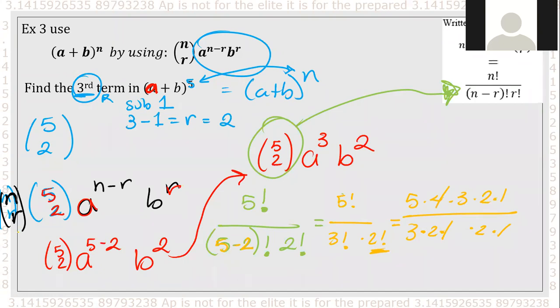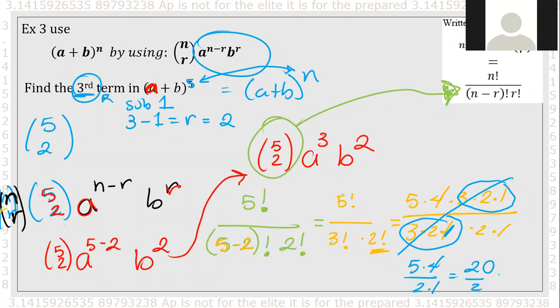So let's go ahead and start eliminating stuff because a lot of this is the same. So 3, 2, 1, right? This is the same thing as this 3, 2, 1, so I can get rid of them. So I got 5 times 4 divided by 2 times 1. That is 20 divided by 2, which equals 10. So my answer should be 10, right? Because this right here gave me 10. A to the third, b to the second.